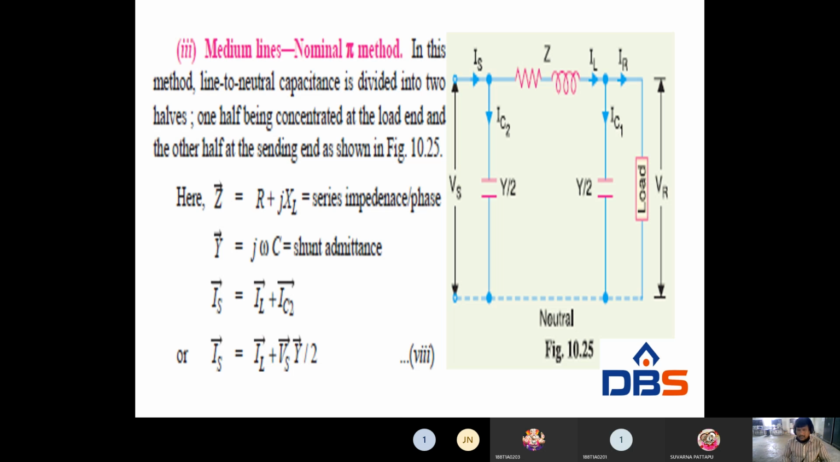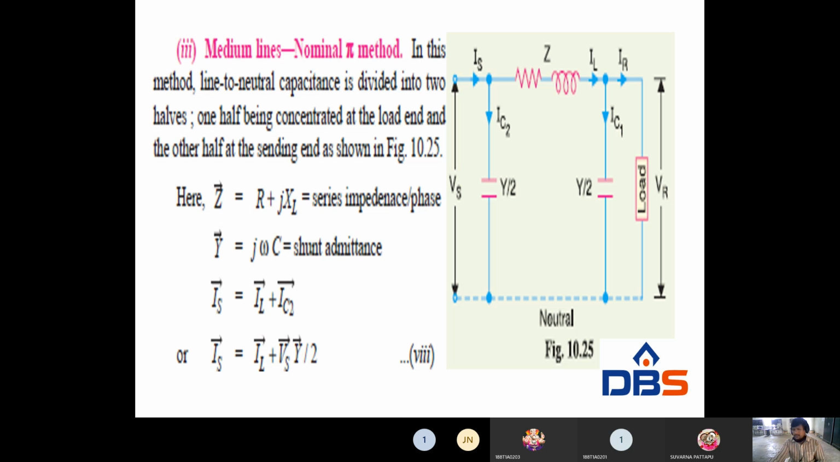Now go for the Nominal-π method. After completion of the Nominal-π method, I will finish this class. Why? Because at 11:45 I have another class, right? So in the next class we will discuss ABCD parameters, and also the ABCD parameters of long transmission lines, right? Go for the medium lines, Nominal-π method. So that means for the Nominal-T method, generally medium transmission is nothing but the capacitive effect is there.